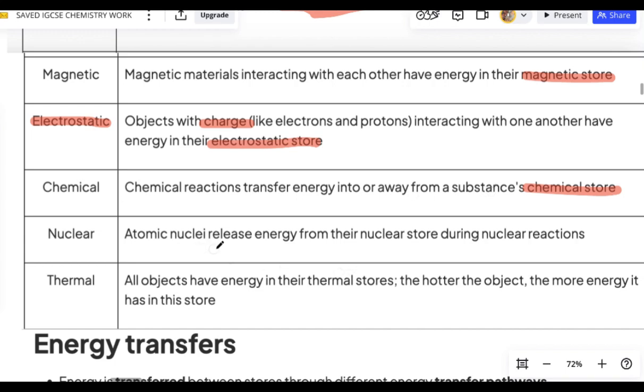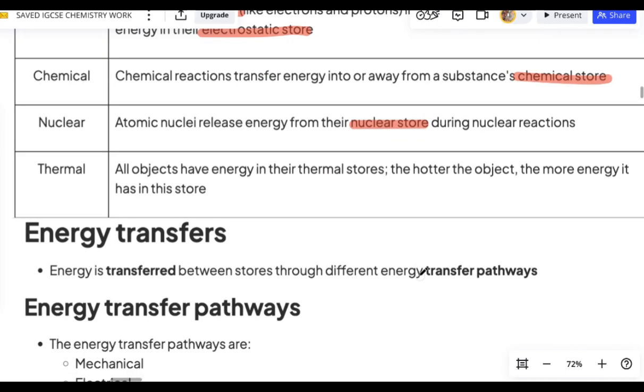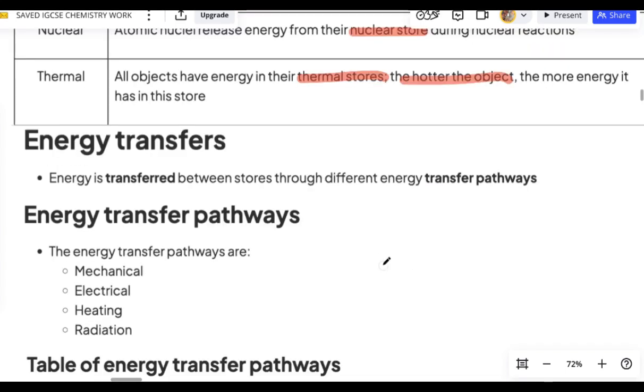In terms of nuclear, atomic nuclei release energy from their nuclear store during any nuclear reaction. In terms of thermal, all hot objects have energy in their thermal store. They transfer this energy from their thermal store to their environment. The hotter the object, the more energy it has in its thermal store, so a hotter object has more thermal energy than a colder object.